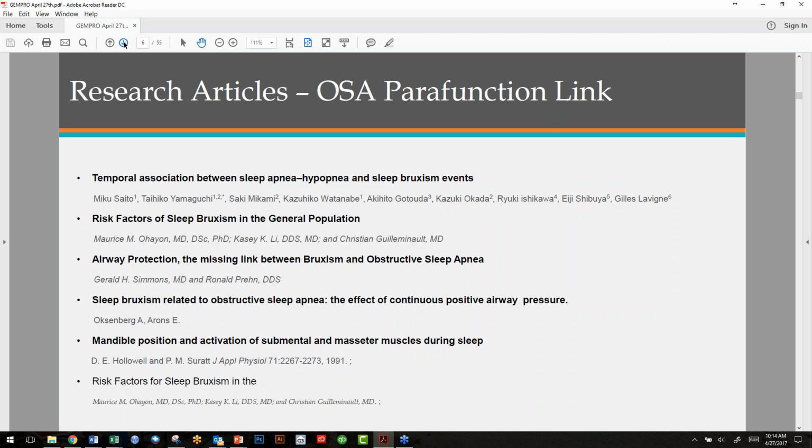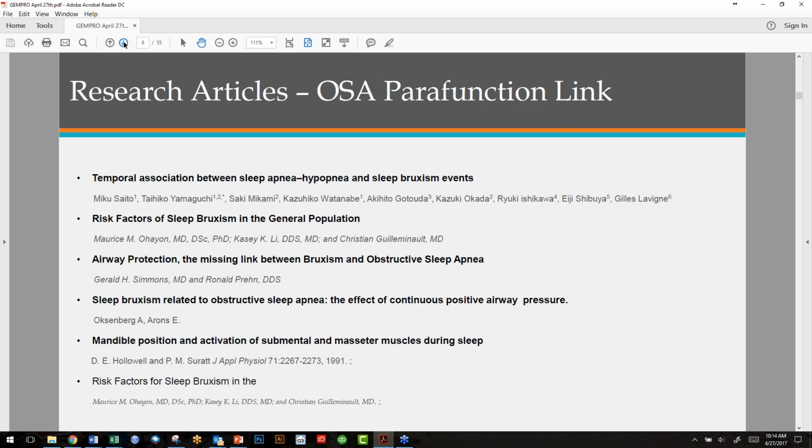In my mind, this is easy in some patients. It's easy to tell. If they go on their side, the parafunction goes away. We have positional bruxism. That sounds almost silly, but to me, if you've observed positional bruxism, the airway is causing the clenching. Risk factors in the general population.